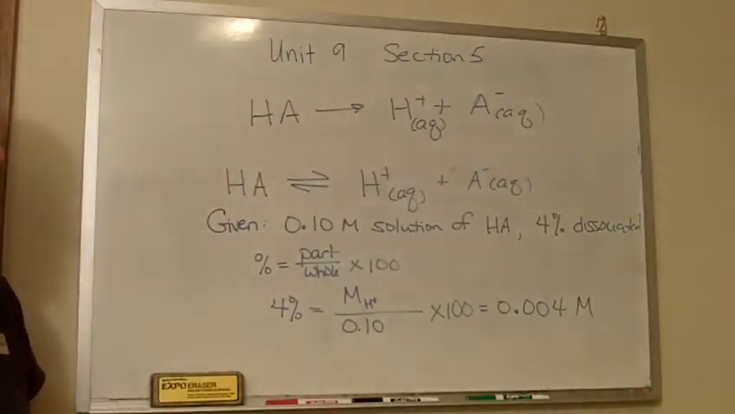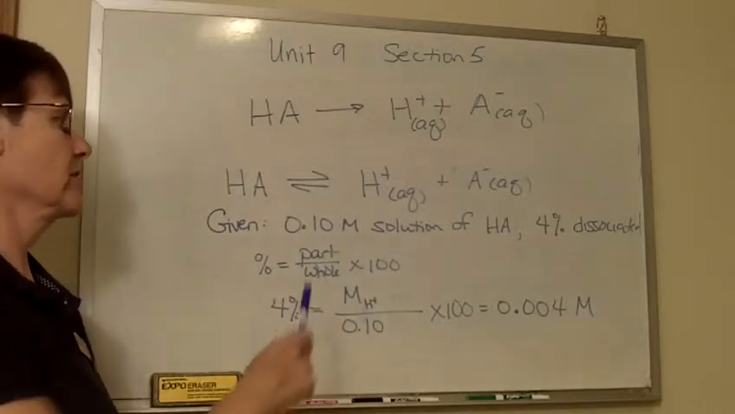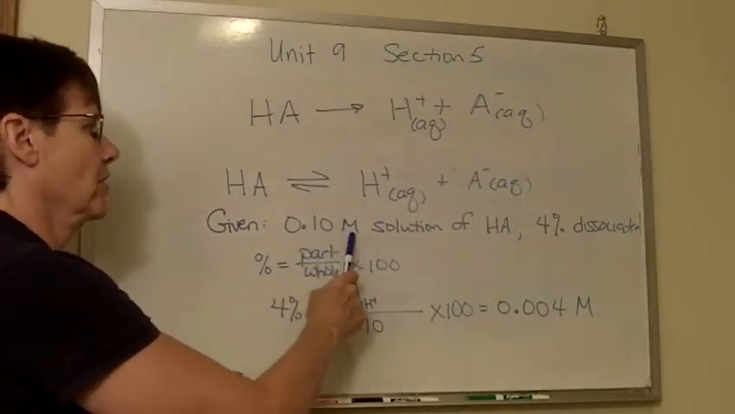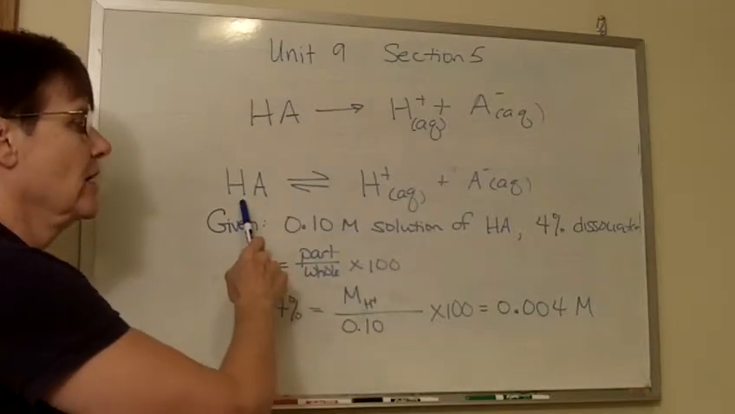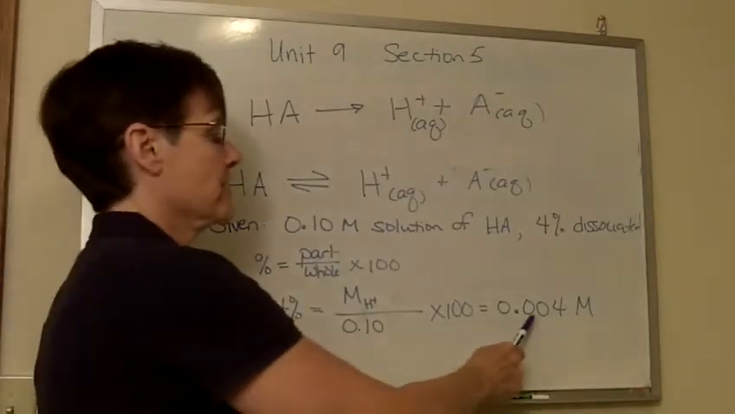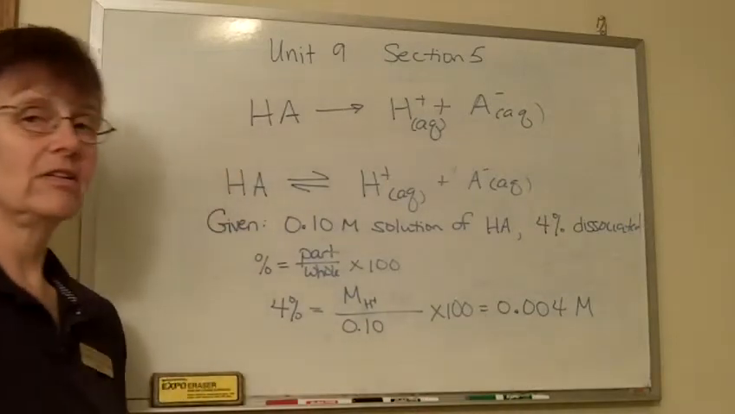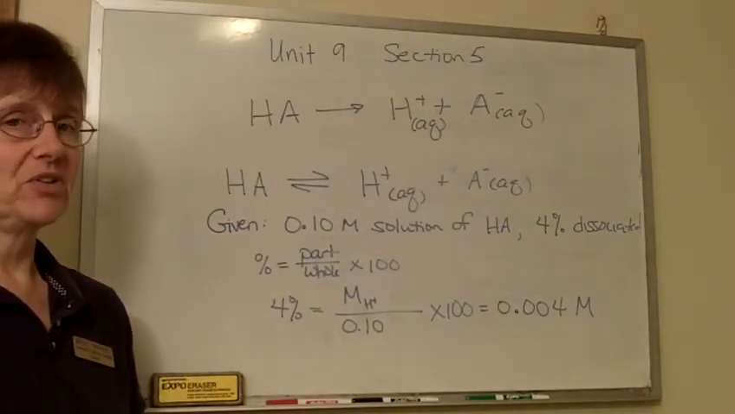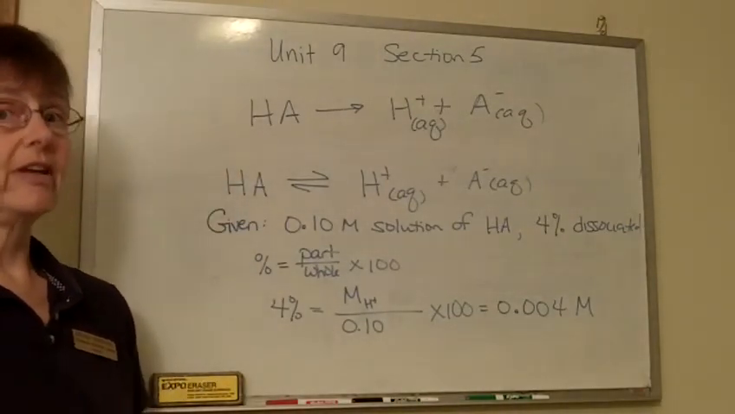is that. So that means that even though we started with a solution that's 0.1 molar of HA, we only ended up with 0.004 molar hydrogen ions in solution. So that's why it's called a weak acid.